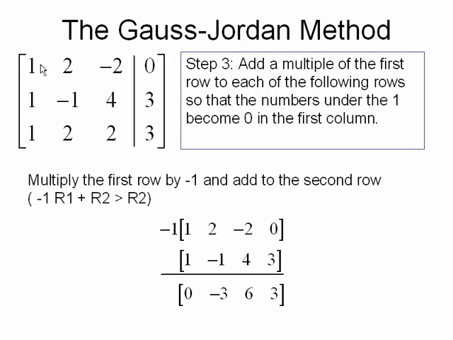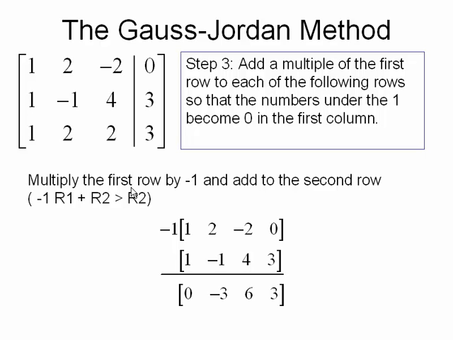In step 3, we're going to add a multiple of the first row to each of the following rows so that the numbers under the 1 that we just made become a 0 in the first column. So the 1 in the second row and the 1 in the third row, those both have to become 0. So let's work with that second row first.